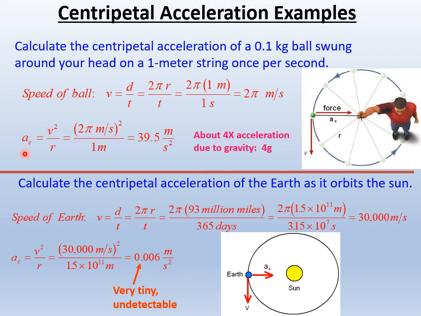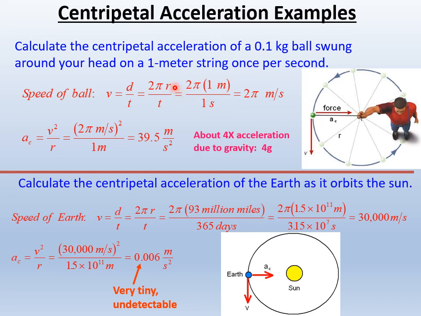All right, so let's figure out the speed of the ball, because in order to figure out centripetal acceleration, we're going to use v squared over r. So we need to know how fast the ball is going. So the speed of the ball, remember, is distance divided by time. So let's take our distance to be one complete trip around the circle. That's called the circumference, which is 2 pi r. And we divide that by the time, which is the period. And we were told that it's going around once per second. So we know the period is 1 second.